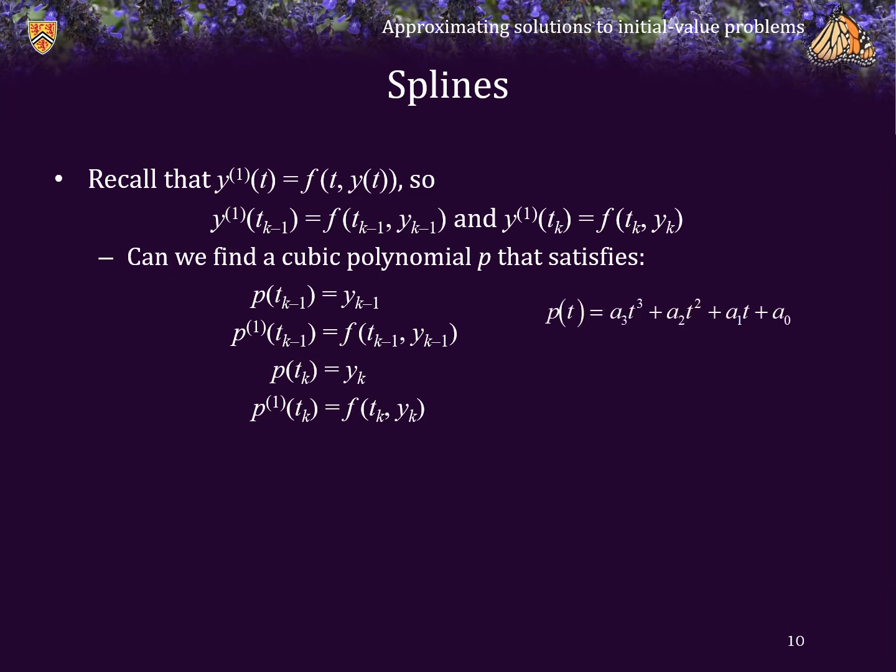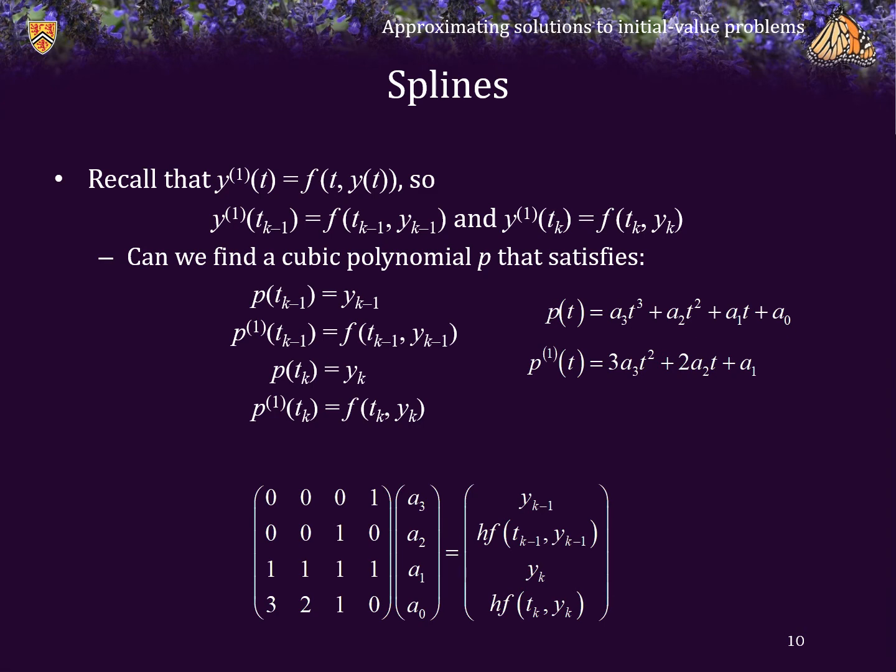Now, this is the polynomial. It has 4 coefficients. We need 1 constraint for each coefficient, and we found that previously with 4 points, but now we have 2 points with 2 slopes. Well, we can differentiate that polynomial, and we can evaluate the derivative at t_{k-1} and t_k, and that should equal the 2 slopes.